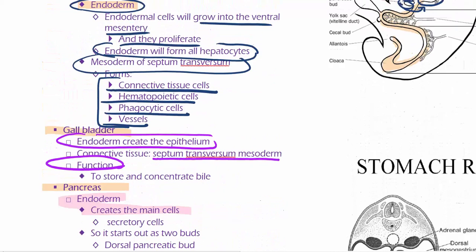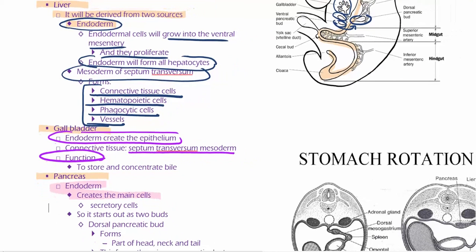So what are we seeing here? This looks like it's a trend. We have the endoderm creating the major cell, and the septum transversum creating the connective tissue for the liver, for the gallbladder, for the pancreas. You see it, right?